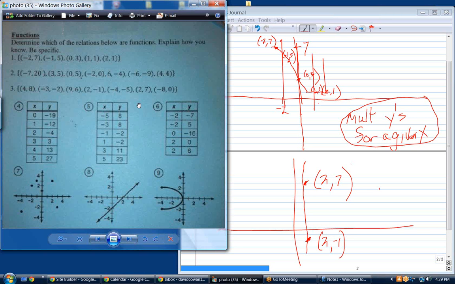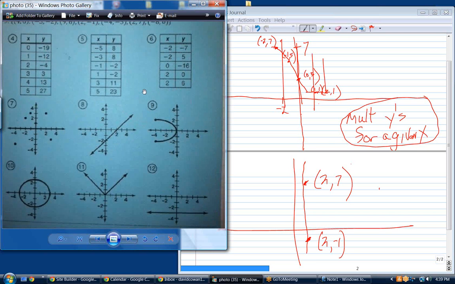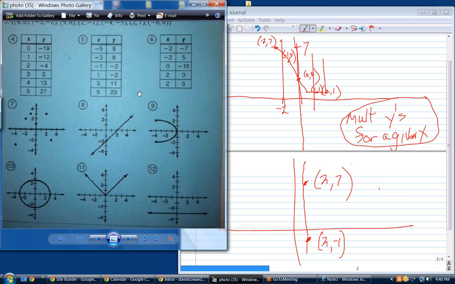Okay. And I assume that these instructions here were meant for 4, 5, 6, 7, 8, and 9 also. Correct? Which of the relations below are functions? Explain how you know. About number 4, is that a function?